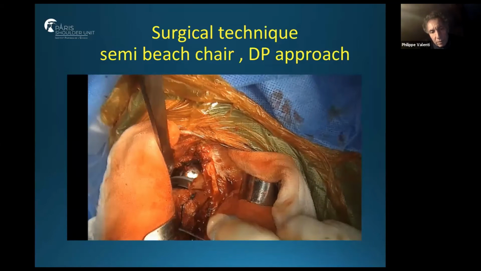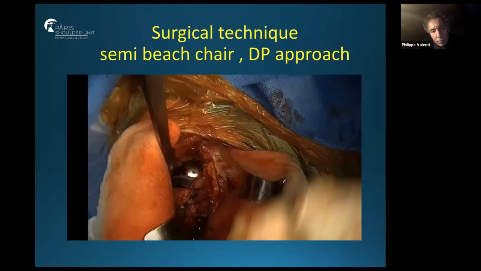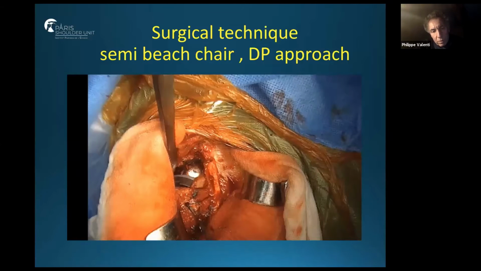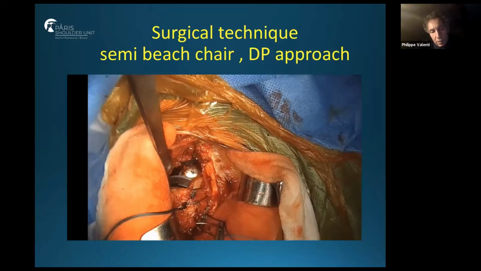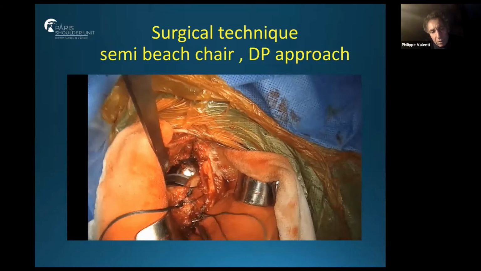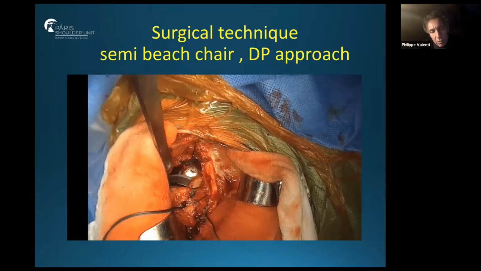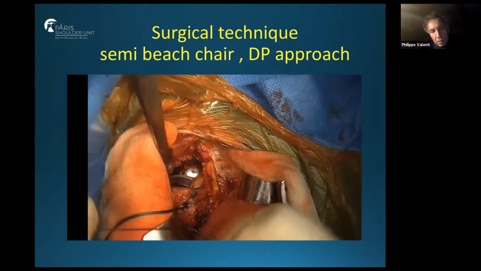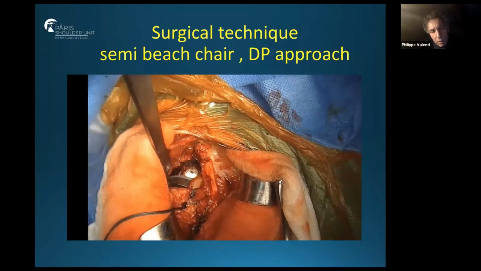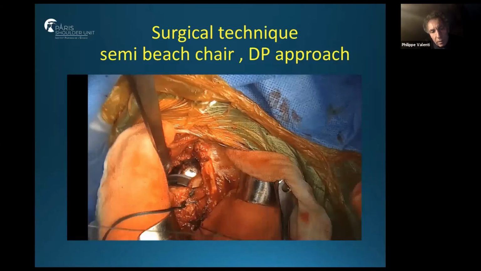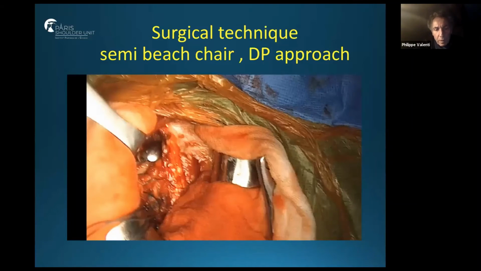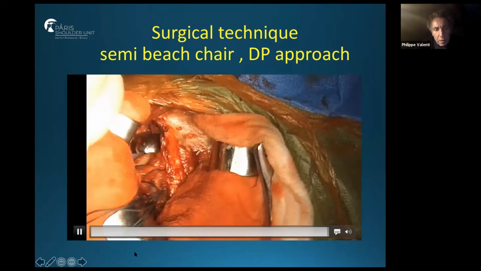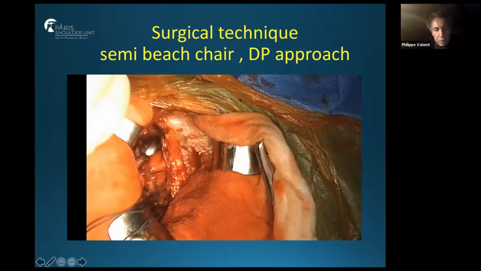At the end of the operation, you have to obtain 30 degrees of external rotation. It's very important. If you don't have 30 degrees of external rotation, my recommendation is not to repair the subscapularis. So you repair anatomically, you see that? Okay. Okay, you check the external rotation.